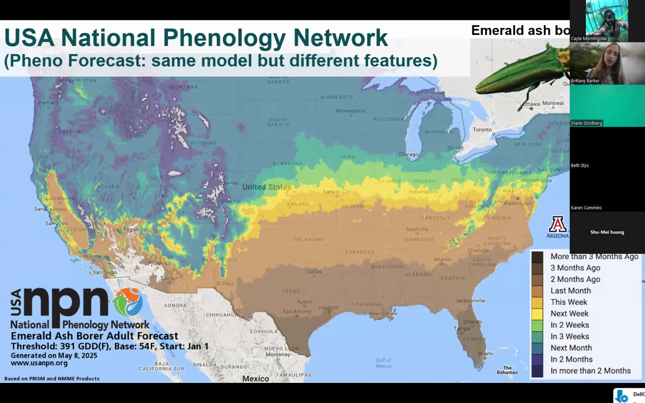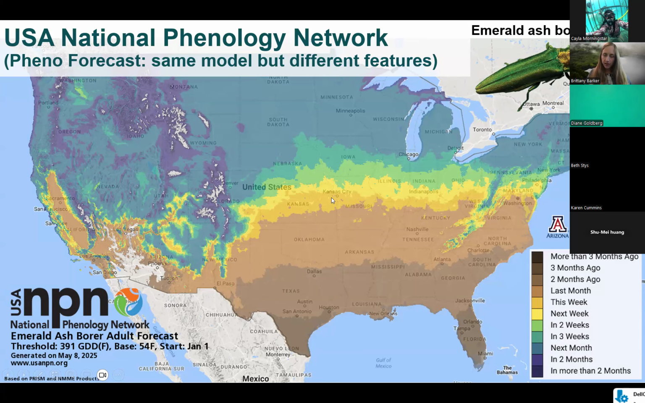We share our model with them and they implement it, but they show the predictions a little bit differently. So it's the same prediction as I was showing you before, but notice how we're looking at it relative to the map issue date. So this map was produced on, what does it say? May 8th, 2025, right?